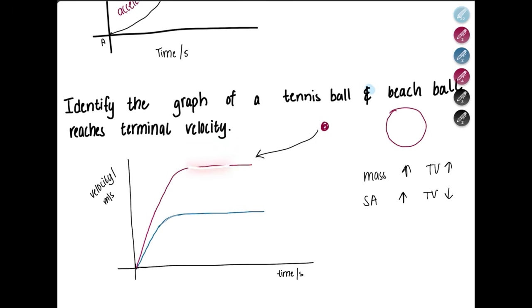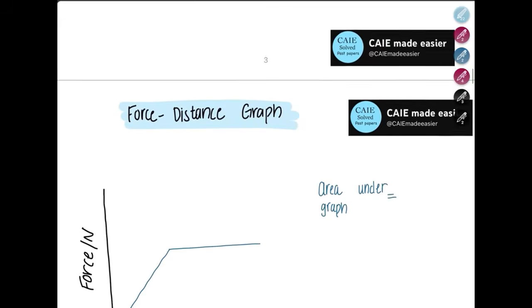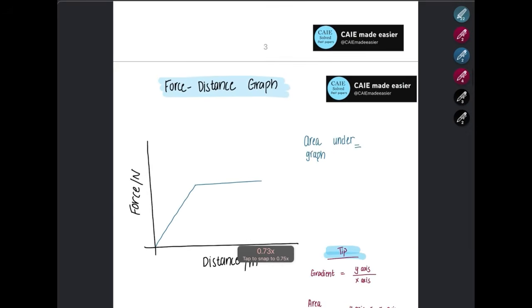It has a higher terminal velocity, and it reaches terminal velocity later compared to the beach ball. This is for the beach ball. The terminal velocity is lower for the beach ball. Now we have some other graphs.